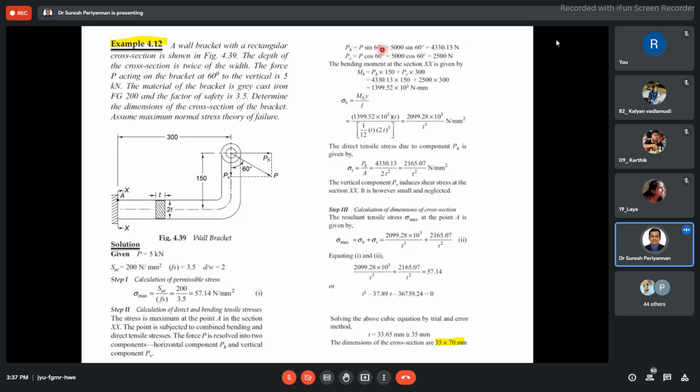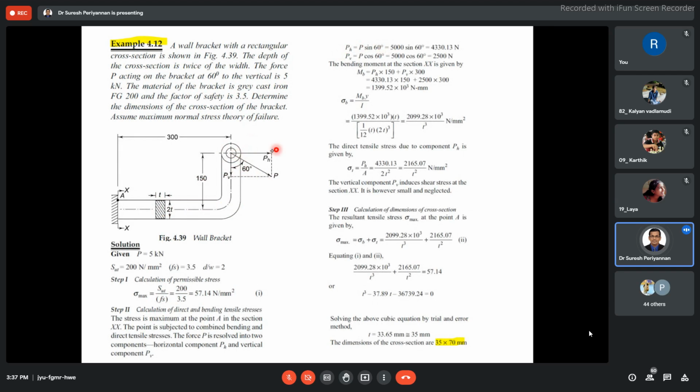And the vertical force component is P into cos 30, cos 60. Sorry, this is sine 60. You may consider sine 60. I already told that sine 30, sorry. This is PH, the horizontal force.